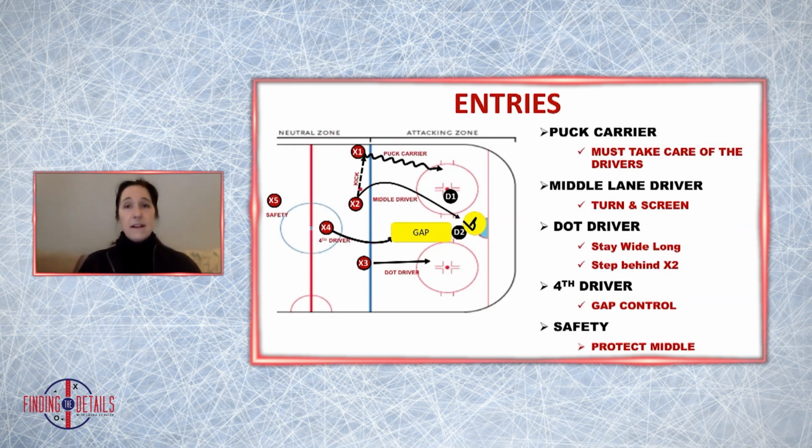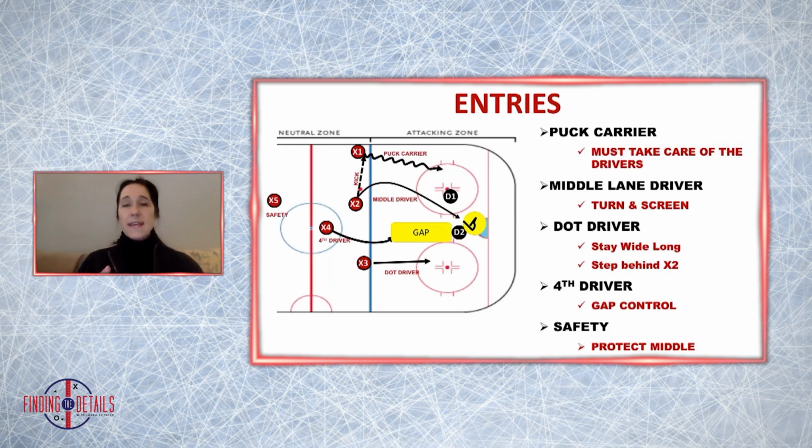Your fifth player always has to be counting. How many people are in front of me? Am I the last person coming up the ice? And they've got to keep the opposition in front of them as well, because in case there's any kind of turnover, we've got to be in really good position to defend the rush as well as the middle of the ice and protect our goalie from any breakaways.